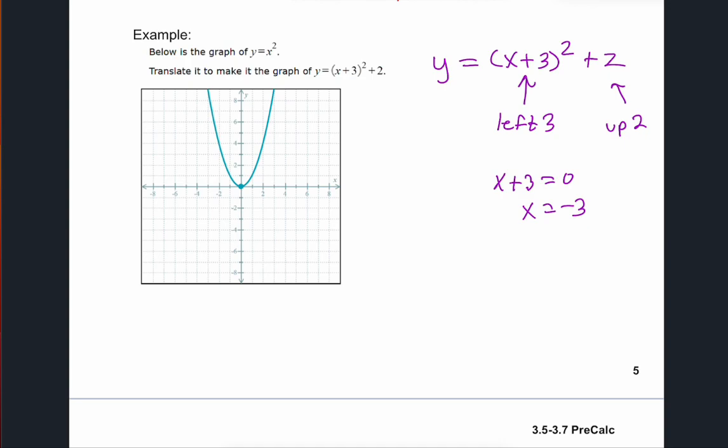So now let's take those good points on our parent function and let's scooch them over to the left 3 and up 2. So just count to the left 3 and up 2. I usually do my vertex first. My vertex is now at -3, 2. And then I do all my other points.